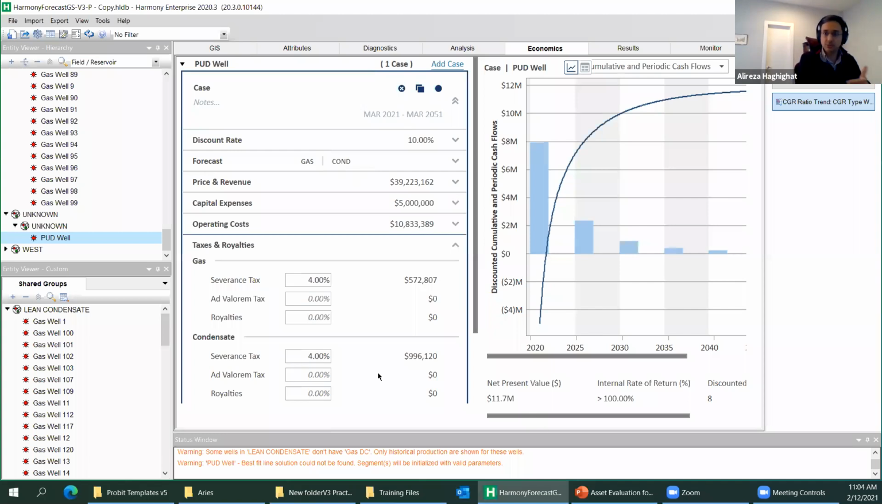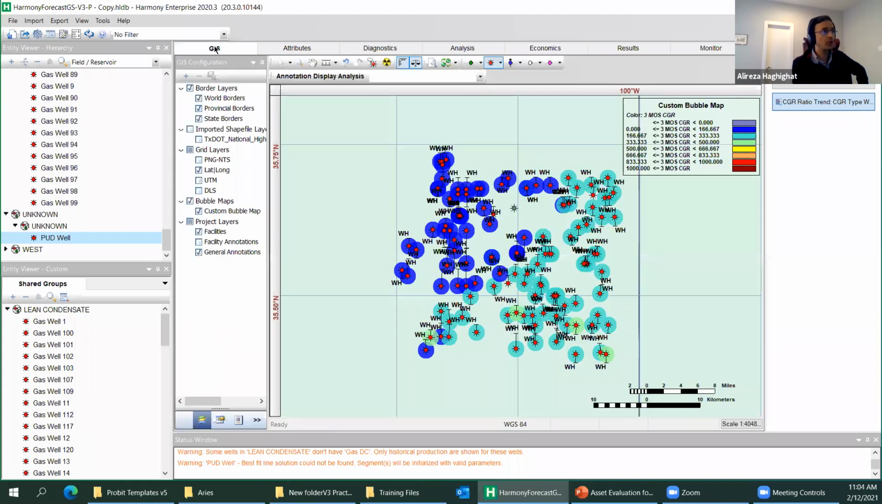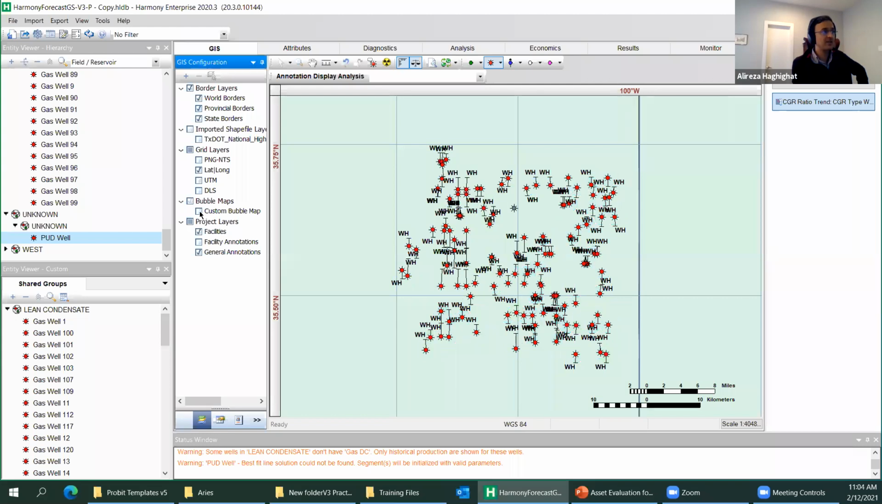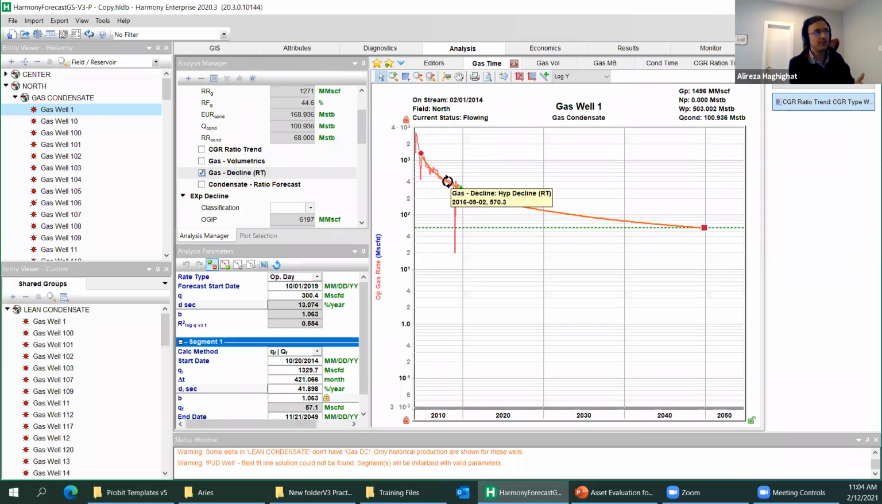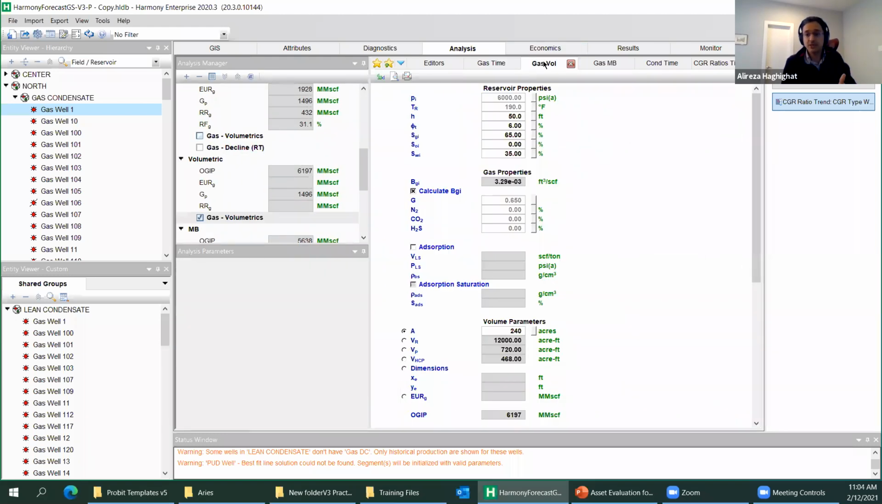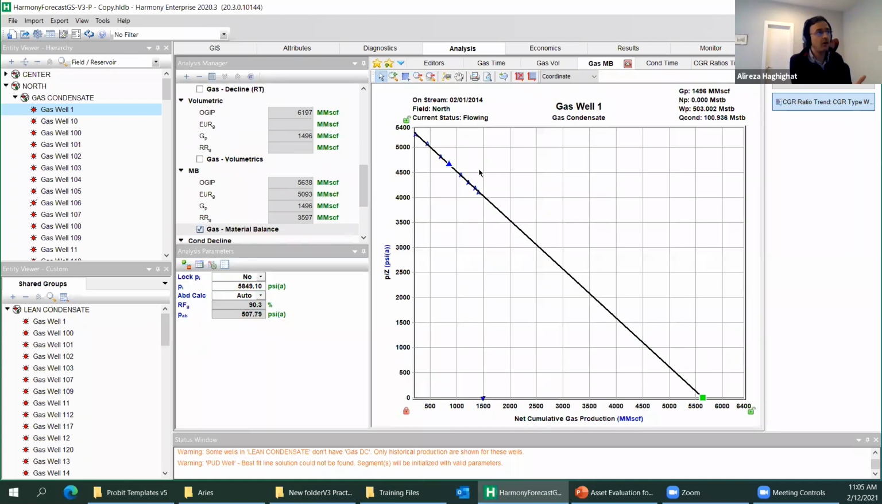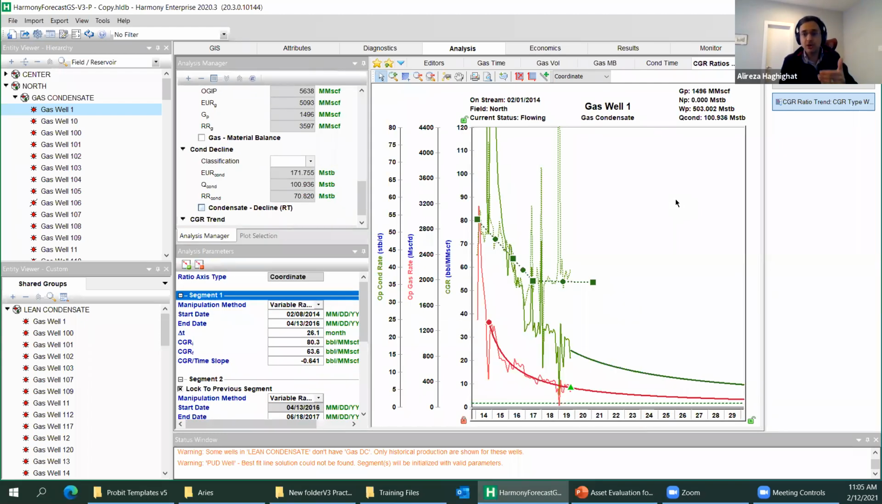And I think we went through everything. Let me summarize what we did. For this specific gas condensate asset, first we performed a decline curve analysis for a single well to come up with the EUR of gas and EUR of condensate. Then we performed gas volumetric to calculate recovery factor, and based on recovery factor, narrowed down the range of uncertainty. Then we performed gas material balance to understand how much total gas in place we have. And finally, we forecasted the condensate production based on gas rate and condensate to gas ratio.